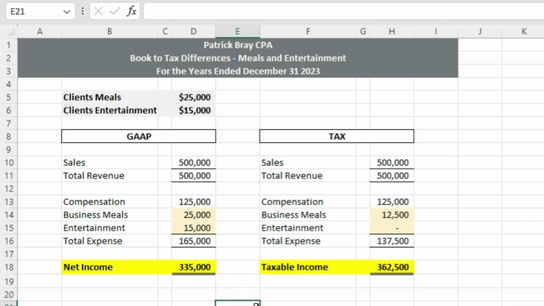So if you look at our net income between GAAP and tax, you'll see we have a difference. GAAP, $335,000. Taxable income, tax net income, $362,500. It's higher because you're not getting the full deduction of those client entertainment and those client meals.